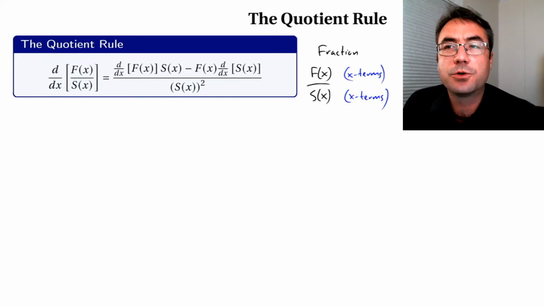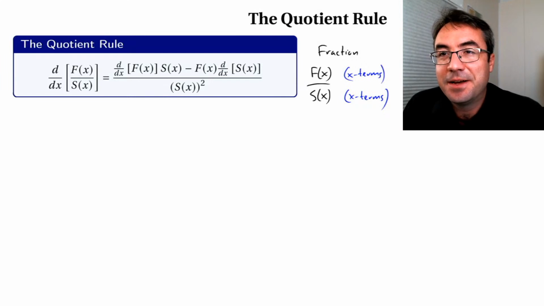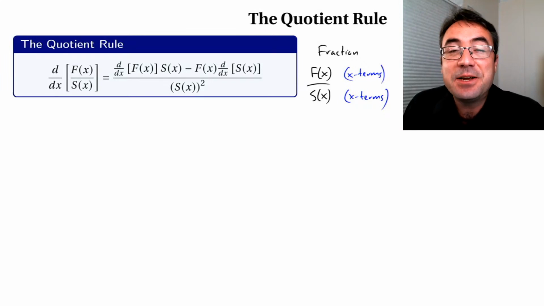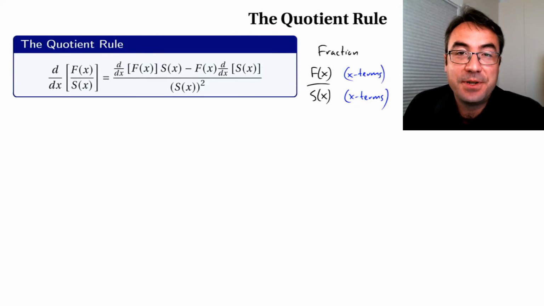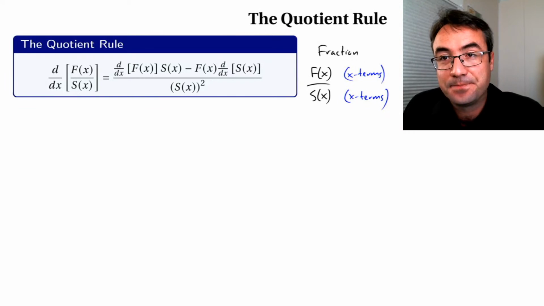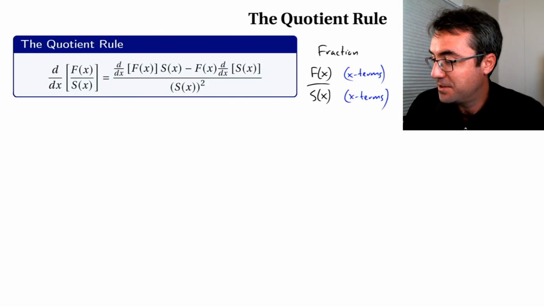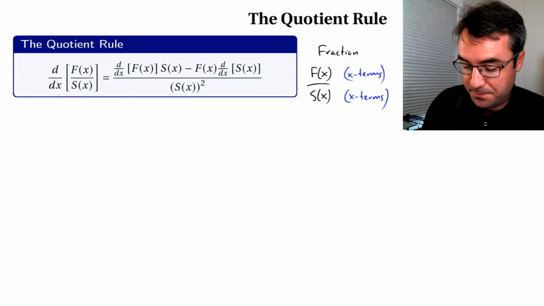All right, so what does the quotient rule say? It says the derivative of f divided by s is equal to, and it's going to be a mouthful here, the derivative of f times s minus f times the derivative of s, all over the function s squared. All right, so let's see how to actually implement this rule.